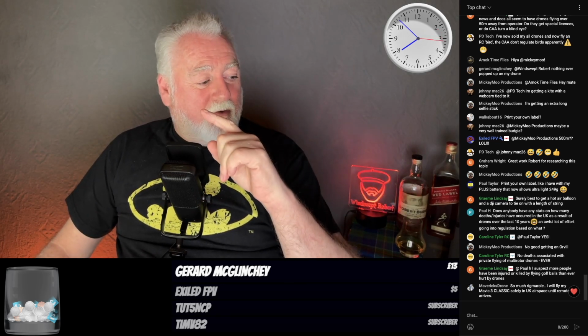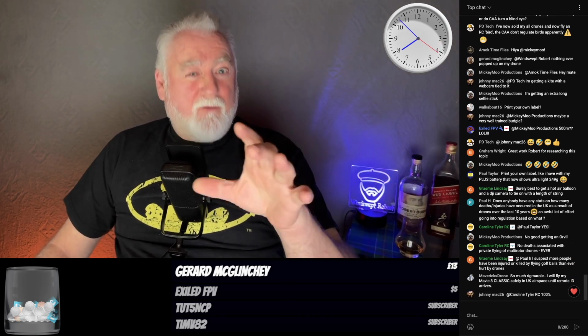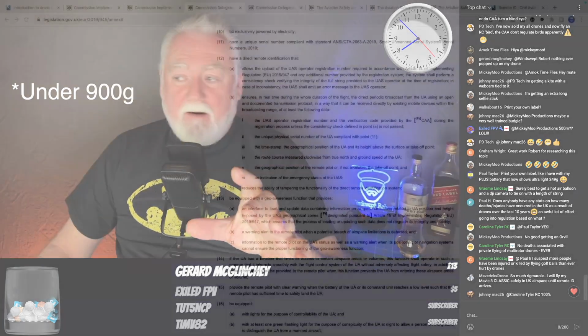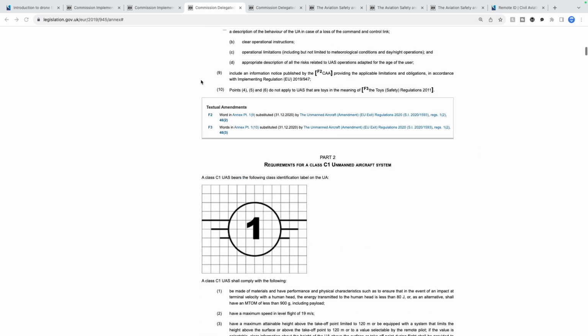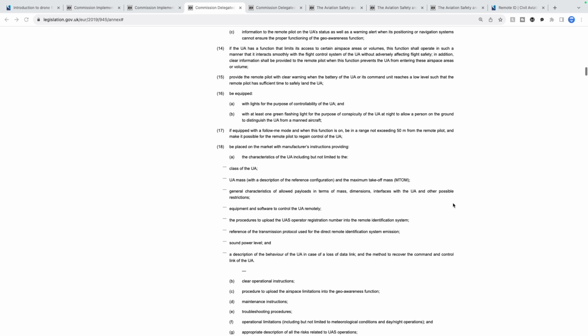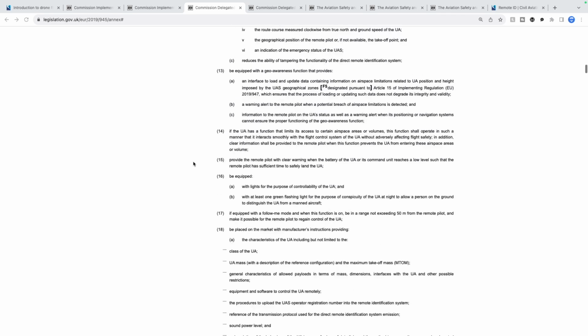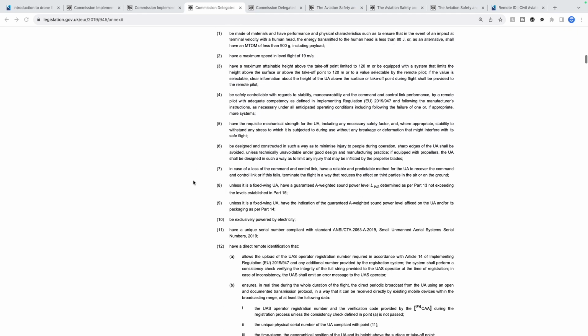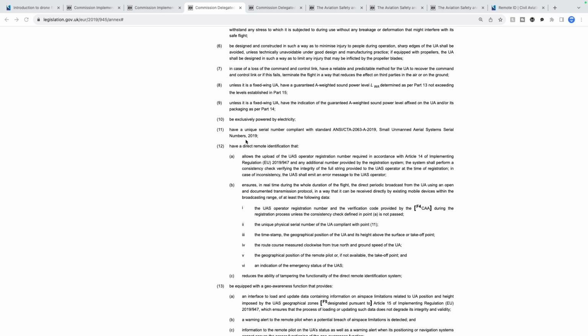Because it's telling you that to fly in the C1 category with a drone above 250 grams, under 290 grams, it must have direct remote identification. And all of the other things, it already complies with without having to do anything, right? I've read through it. Take it from me. You can read it at your leisure. The Mavic 3 and the Air 3 and the Air 2S, they all comply with everything else. The only thing that they don't comply with currently is this: have a direct remote identification.